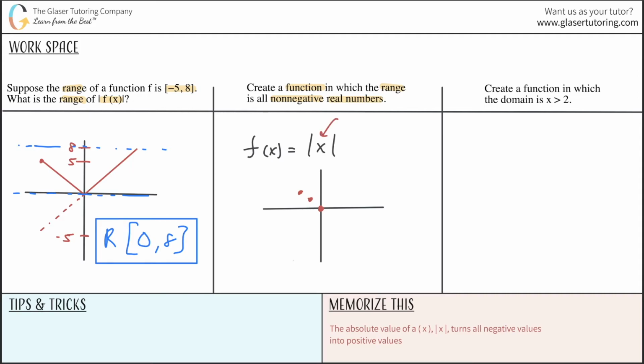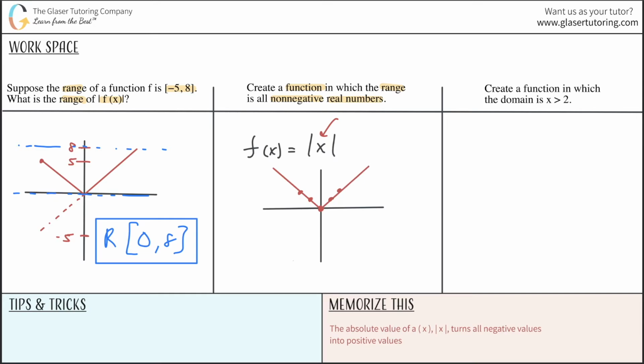What happens if I plug in now a +1? Well, a +1 gets spit out, so the coordinate's 1, 1. What happens if I plug in a +2 for x over here? It spits out a +2 for y, so that's there. Notice what the graph is going to look like. It's going to look exactly like what we had before.